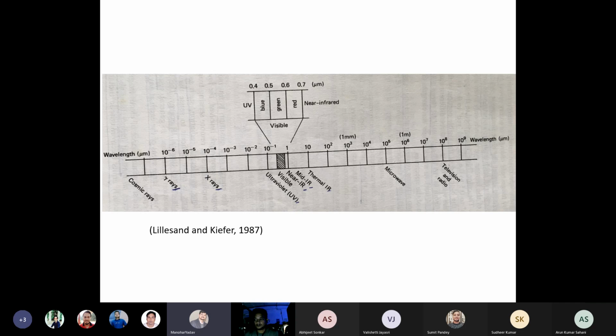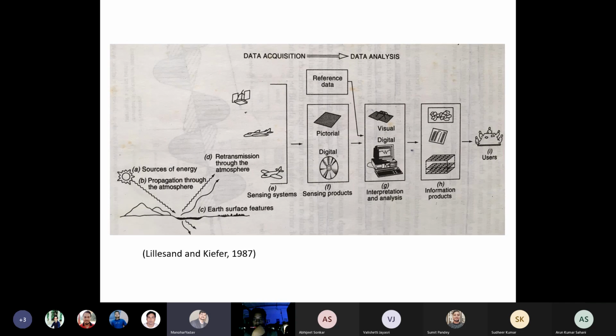Moving next to our discussion. This is an entire workflow of a satellite-based imaging system. So just see what are the different steps which are involved in the collection of digital images. We have already discussed this earlier. Briefly, I will go through this.